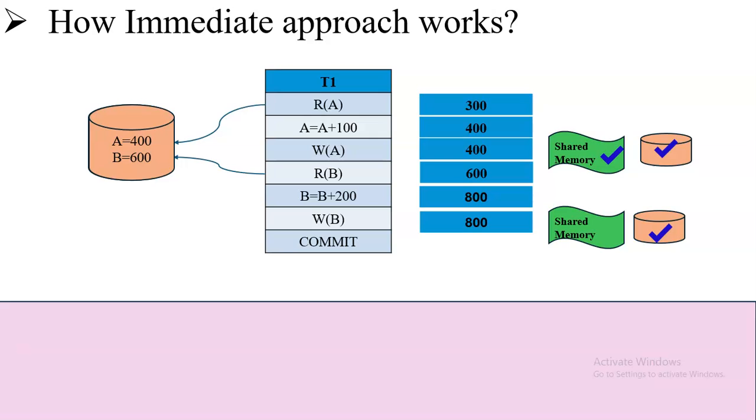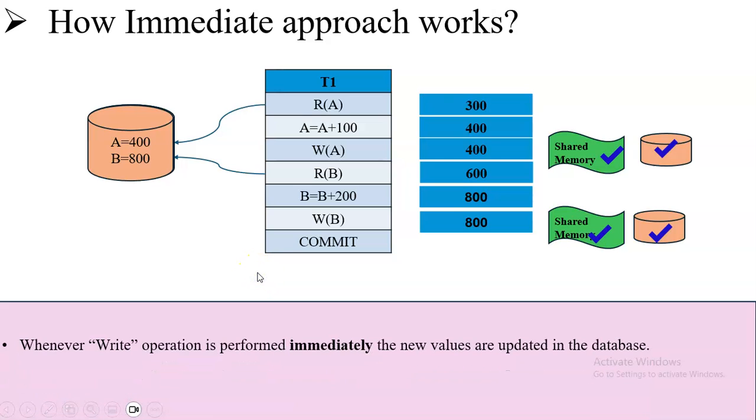Unless and until the commit operation was performed, the changes were not updated into the database. But here in the immediate approach, as soon as the arithmetic operations are performed, the results are immediately updated into the database. It does not wait for the commit statement. Whenever the write operation is performed, at that time the new values are updated in the database. So it will not wait for the commit protocol.